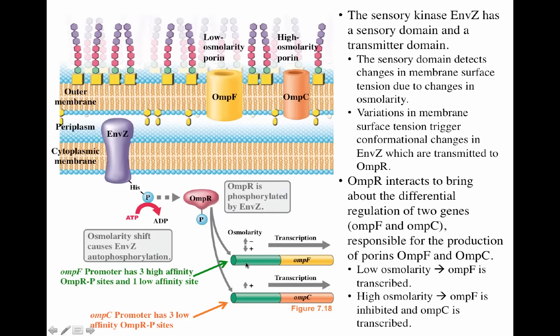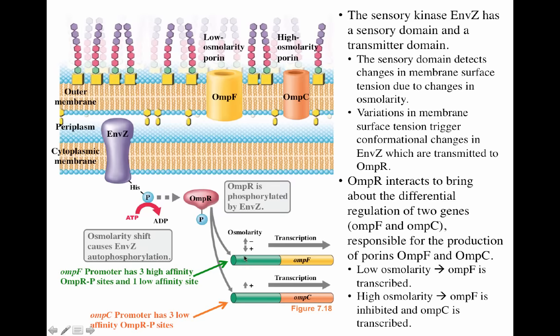Now, the OmpF promoter has 3 high affinity OmpR sites and 1 low affinity site. So during low osmolarity conditions, the enzyme EnvZ doesn't get phosphorylated very often, and therefore you have very little amount of phosphorylated OmpR, which can bind to the very high affinity OmpR phosphorylation sites on the OmpF promoter.